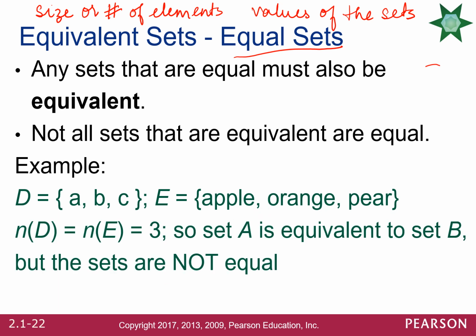So as it says here, to wrap up, the cardinal number of each set here, for D and E, is 3. So that makes both of them equivalent sets. So set D is equivalent to set E, but the sets are not equal, right?